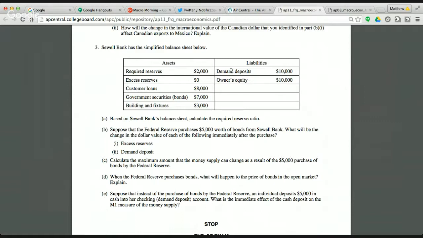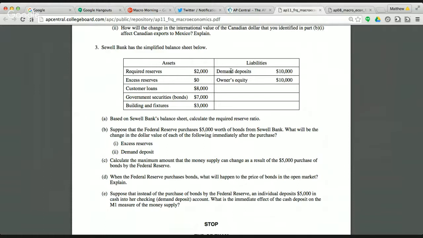All right. Excess reserves. How much goes in? 5,000. All of it. When the Federal Reserve purchases bonds, all of it goes into excess reserves. How much goes into demand deposits? 0. Okay? Here's why. On the asset side, your government securities or bonds, the bank sold them to the Federal Reserve. So that now goes from 7,000 to 2,000. So all of it goes into excess reserves. So that goes from 0 to 5. Your asset side didn't change in value, so your liability side doesn't change in value.